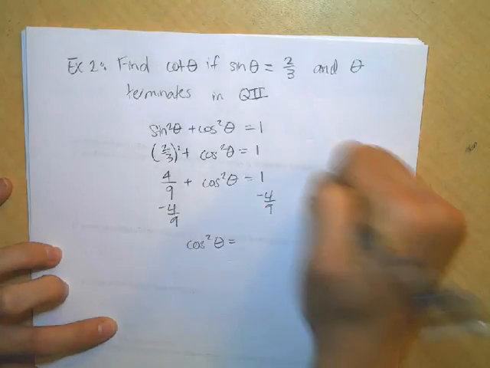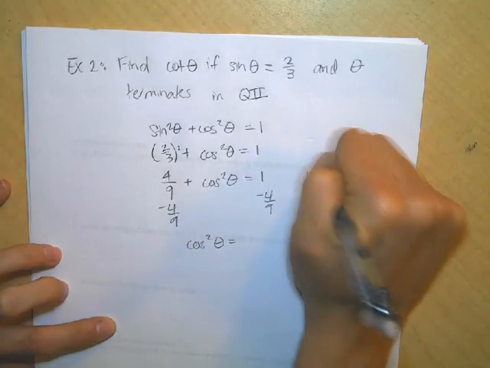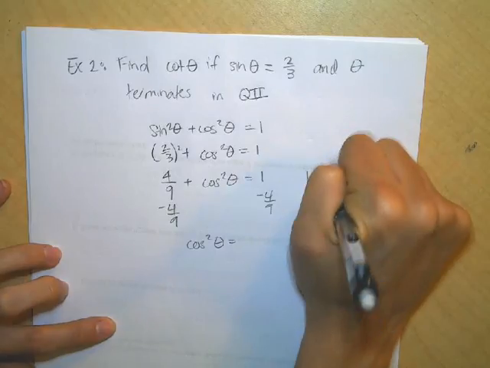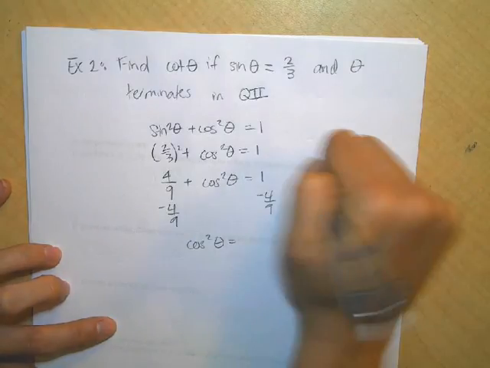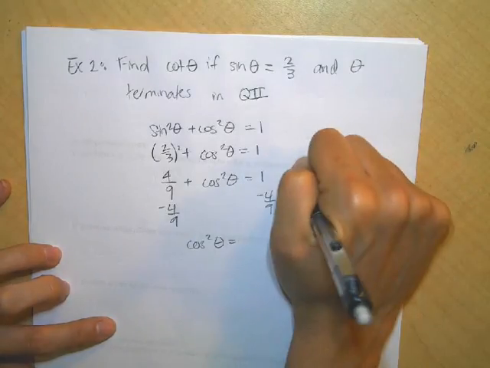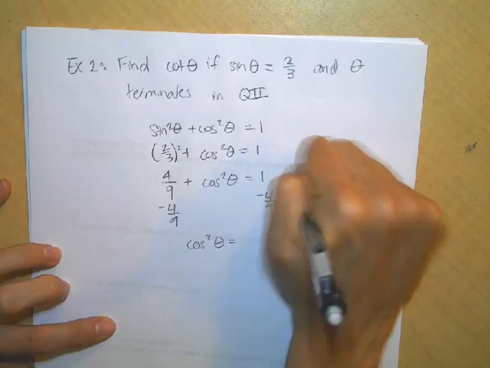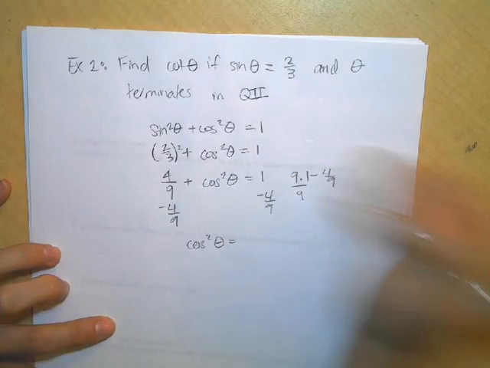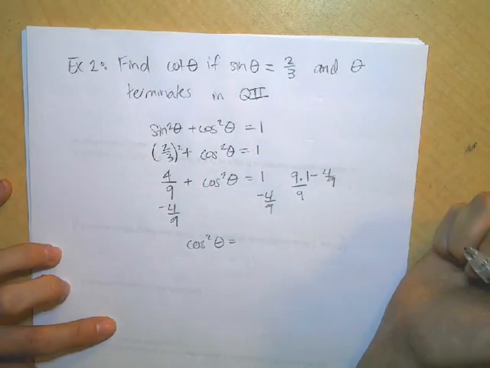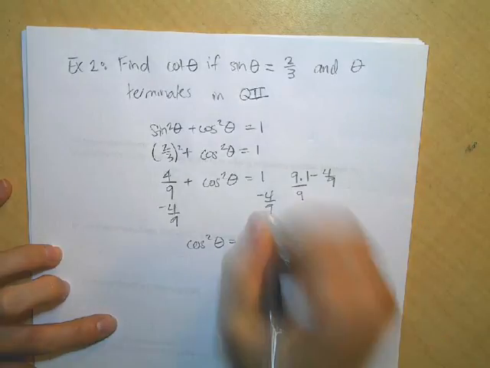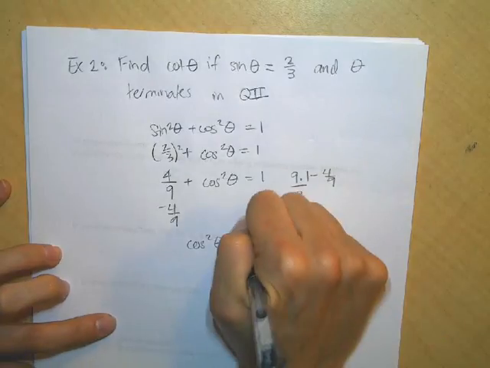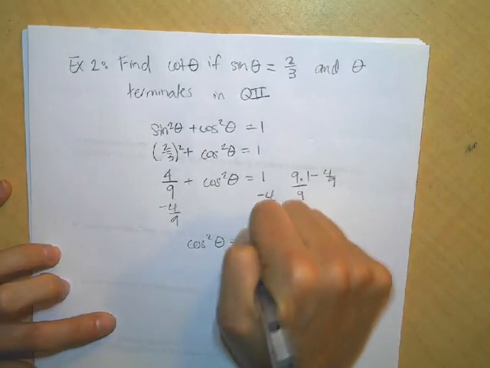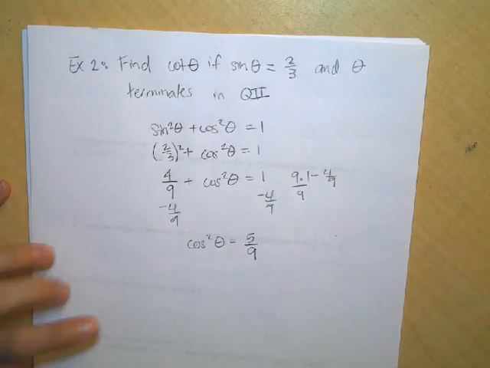Cotangent theta is cosine, so negative root 5/3, divided by sine, which is 2/3. So we take the top one, and then how do we do the division? We multiply by what? The reciprocal of the bottom, so 3/2. What cancels? Good. So I get negative root 5/2. And that's my answer.